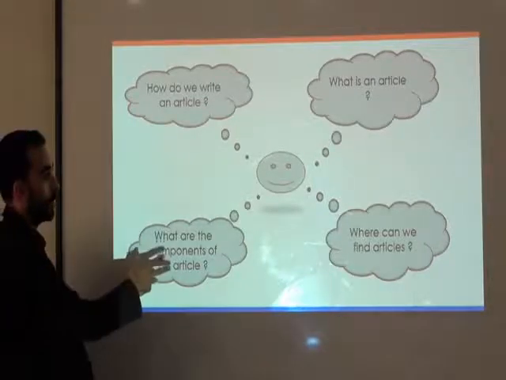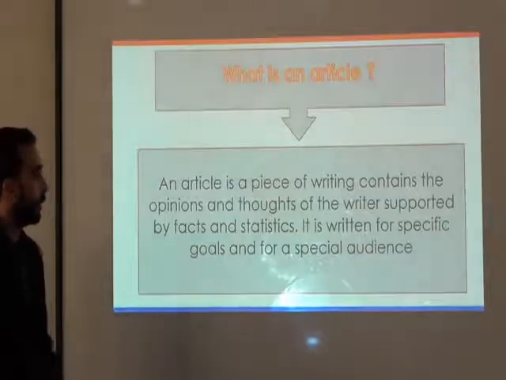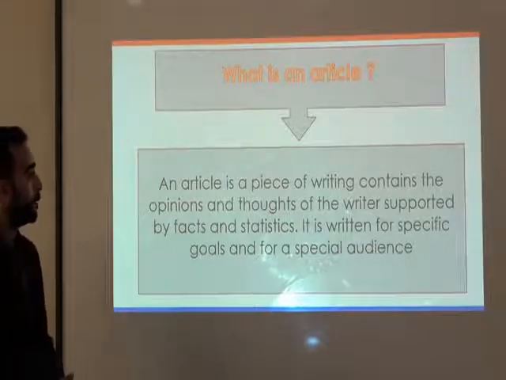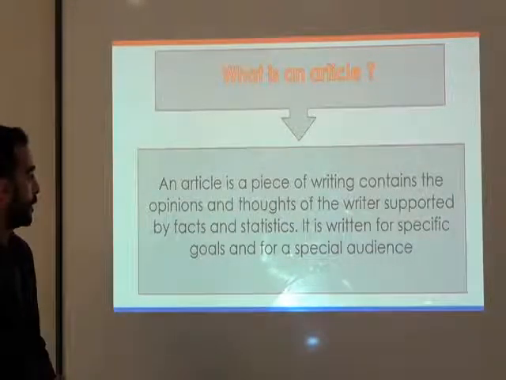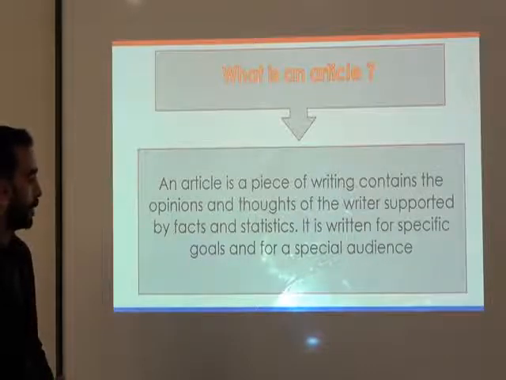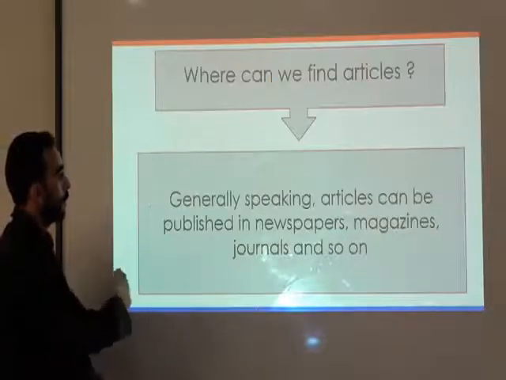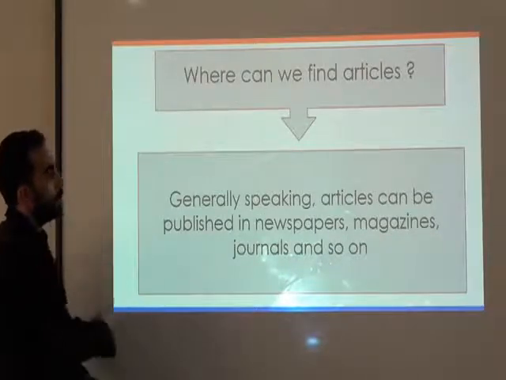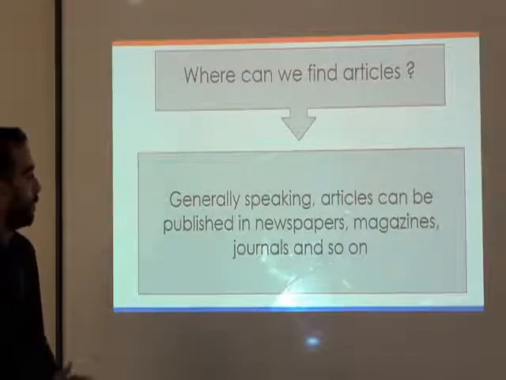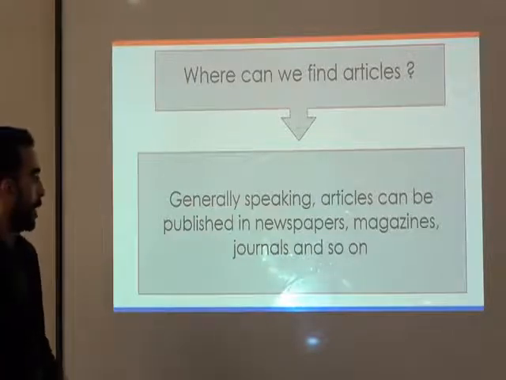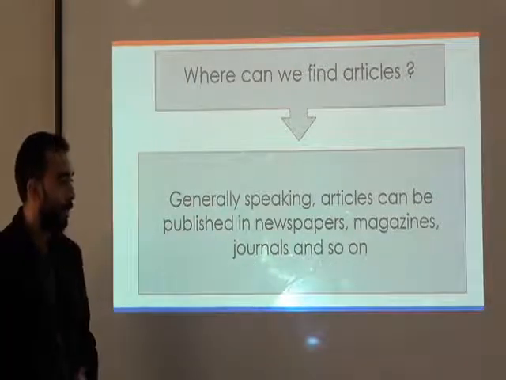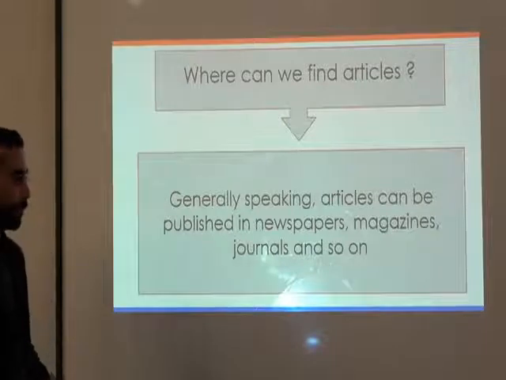So first we start with the definition of an article. An article is a piece of writing that contains the opinions and thoughts of the writer, supported by facts and statistics. It is written for specific goals and for a special audience. So where can we find articles? Generally speaking, articles can be published in newspapers, magazines, journals, and so on.